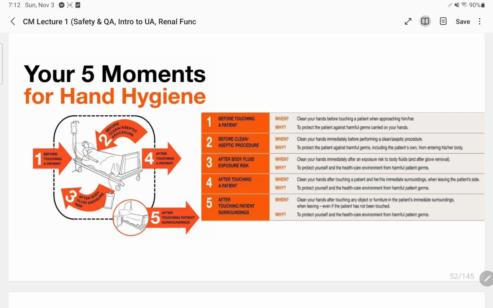And then 4th is after you touch the patient. So when you are done, okay? You thank the patient and as you leave, you do hand hygiene. And then last, the 5th, is after you touch any patient surroundings. For example, you touched the bed, the handle, the path, or the door. That's it. Okay? Even if you did not touch the patient, you still need to do hand hygiene. So, that is your 5 moments of hand hygiene. This is according to the World Health Organization.